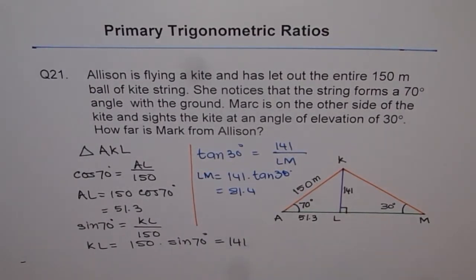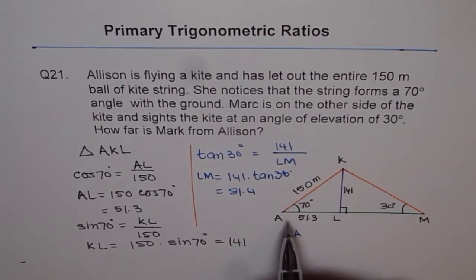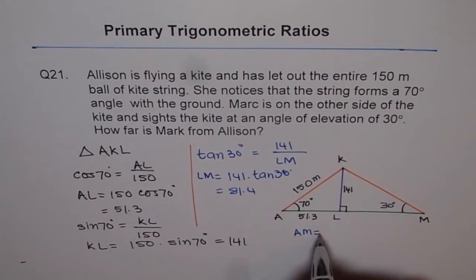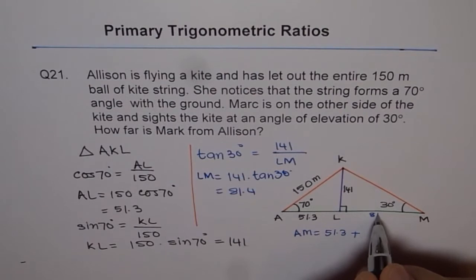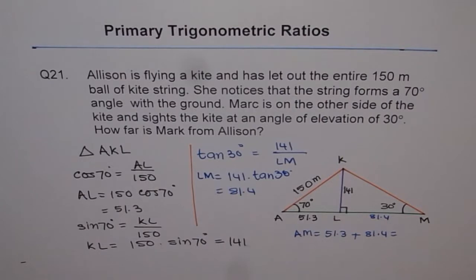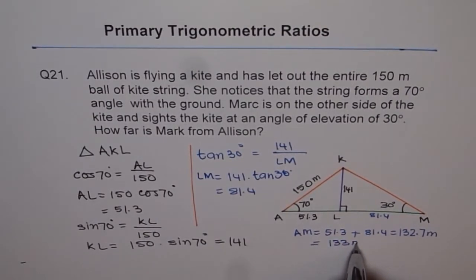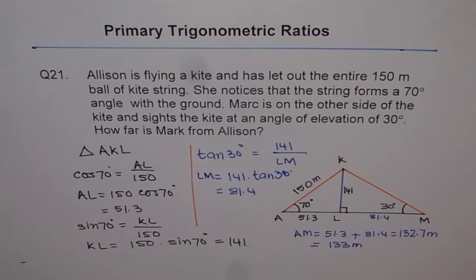Now what is AM? So from here we can find what AM is. So total distance between Ellison and Mark is AM, which is equals to 51.3 plus 81.4. That gives us 132.7 meters, right? So approximately we can say 133 meters. So that is the distance between Ellison and Mark.